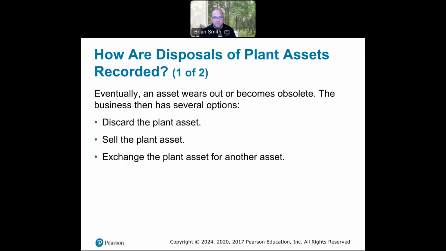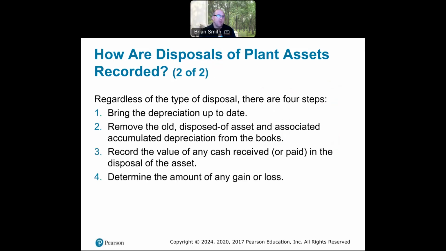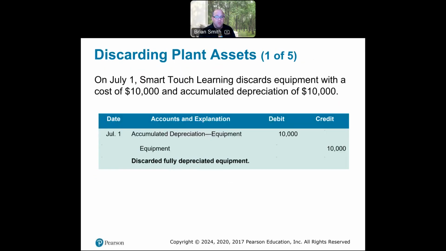Okay, so we can discard it, sell it, or exchange it for another asset. However we do it, it's going to depend on what we need to do. If we're just discarding it, we're just taking it to the dump. It's going to debit the accumulated depreciation, credit the equipment. Now, if it's fully depreciated, that's great. If it's not fully depreciated, any difference in what you haven't depreciated yet will be a loss in this situation of just discarding the asset.